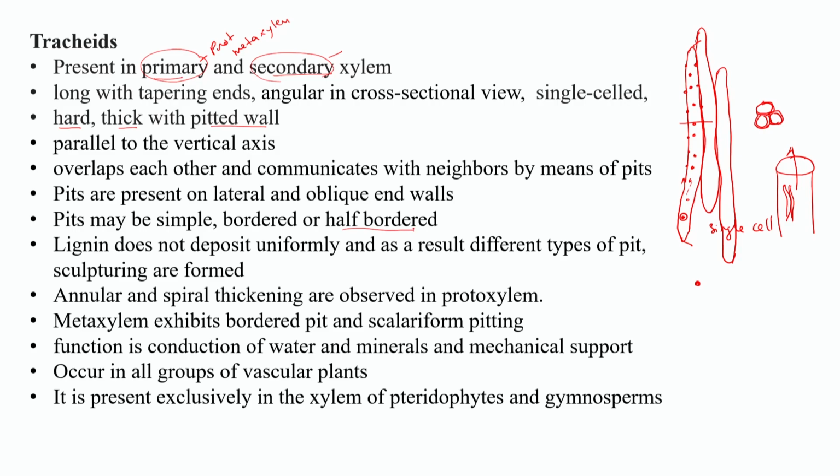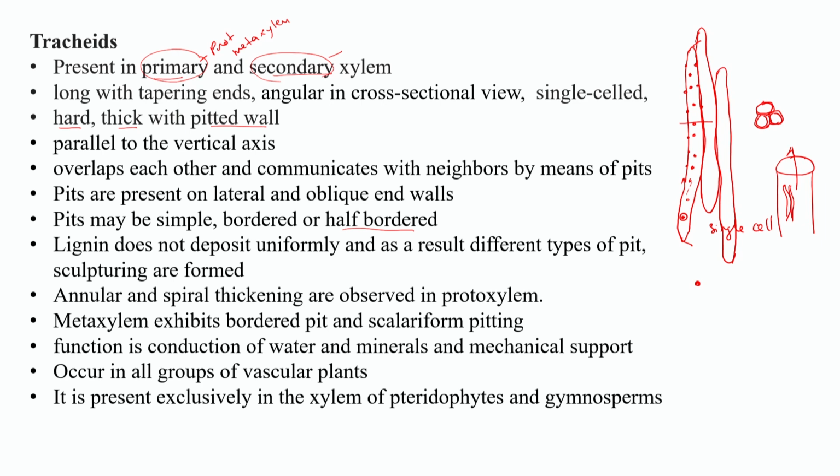That all we have discussed, and half bordered also we have discussed, that when a pit of a tracheid lies with a parenchyma, on the parenchyma cell actually no pit will be there, whereas on the xylem side a pit will be there, so that pit will be known as half bordered. So, bordered pit also we have discussed.